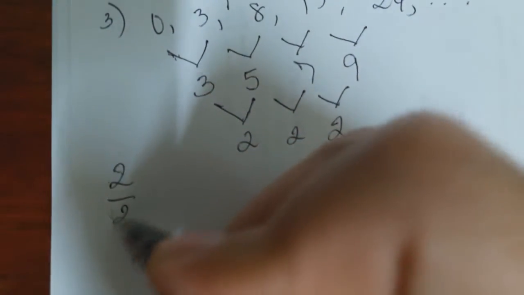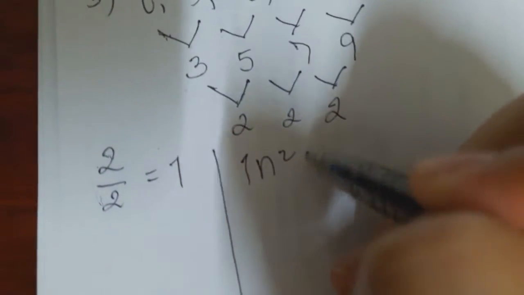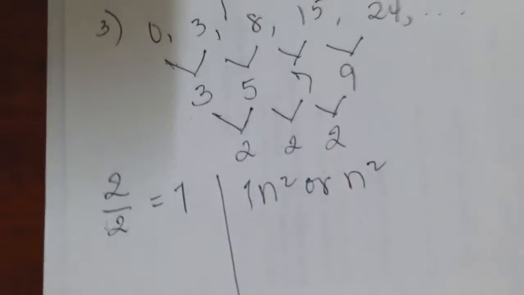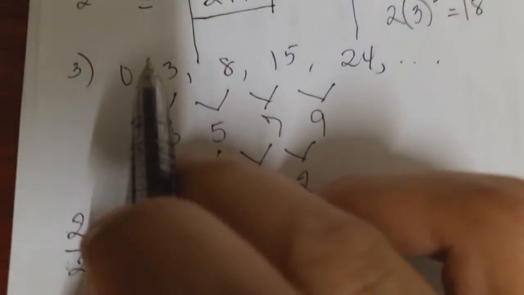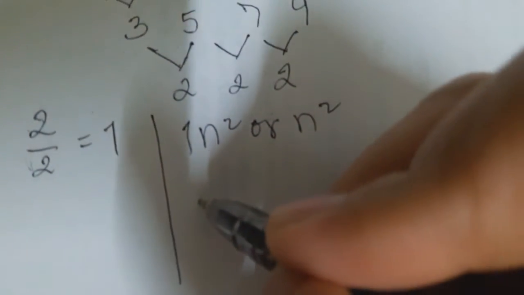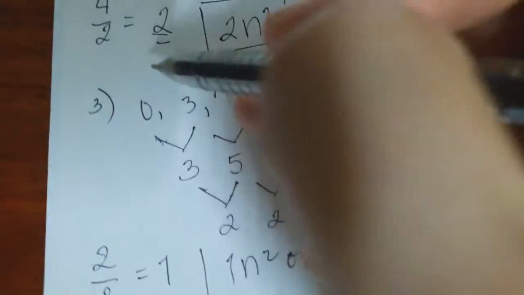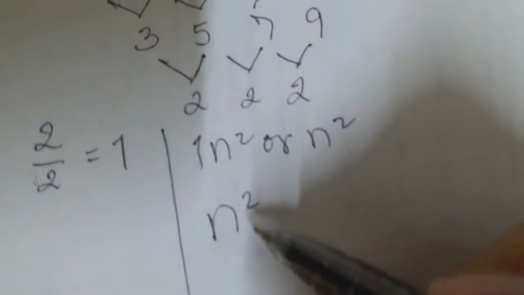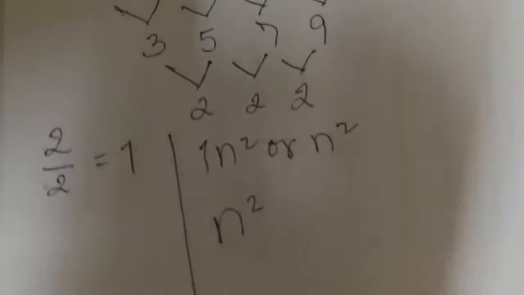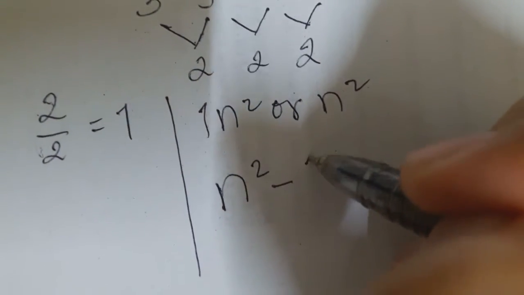So again, let us divide it by 2. 2 over 2 is 1. So we can write 1n squared or n squared. But our first term is 0. So let us think that the value of n is 1. 1 squared is 1, right? But our first term again is 0. So we have to subtract it by 1. So let's check.